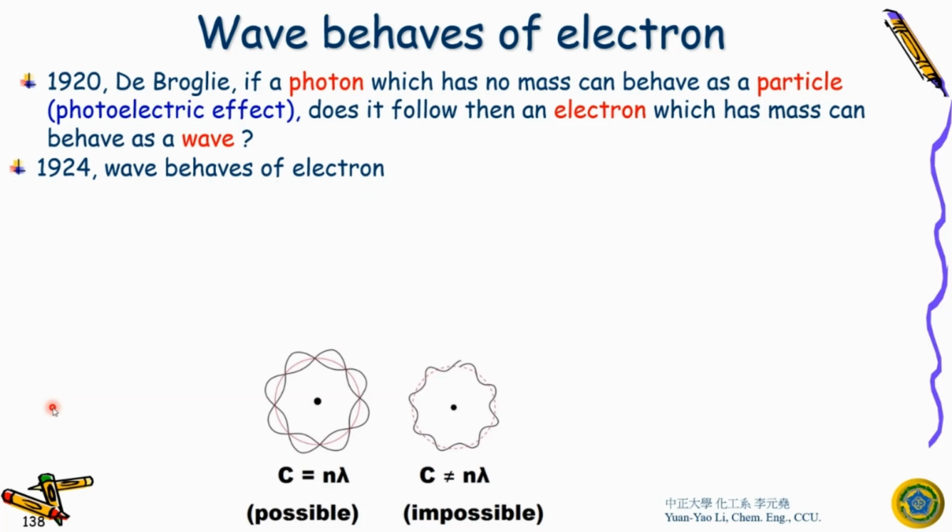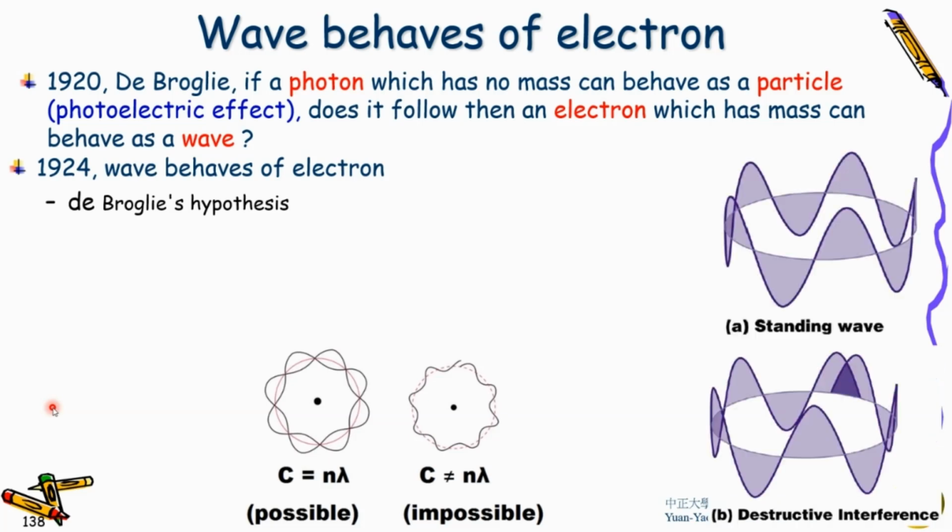So in 1924, the wave behavior of electron, if electron is a wave, we need to prove it. The first one is the De Broglie hypothesis. The De Broglie hypothesis thinks that if electron is in the orbit and electron is a wave, there are two types of wave. The first one is called standing wave. The second one is destructive interference. That means it's not a standing wave. So which one do you think makes sense?